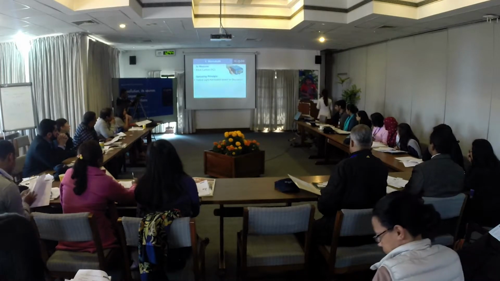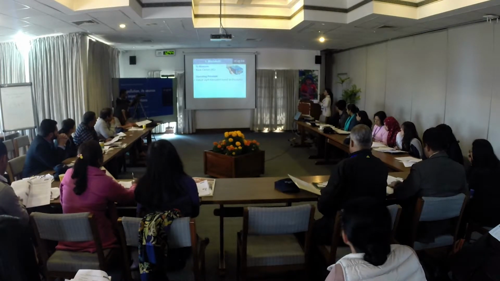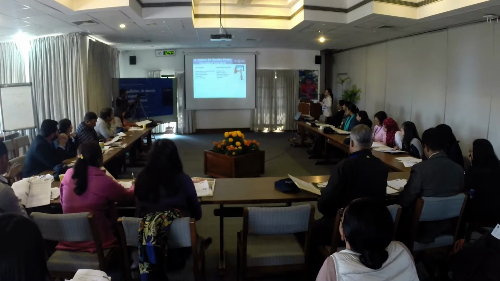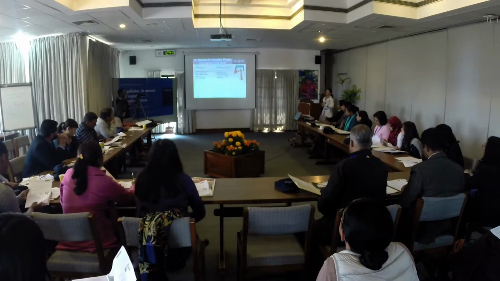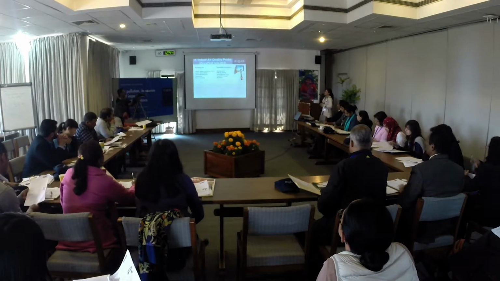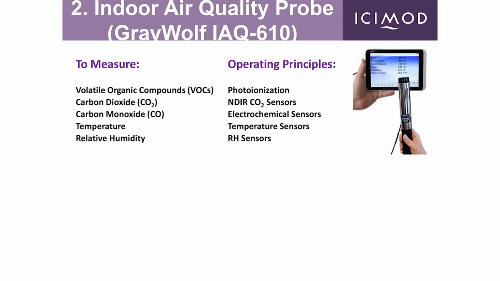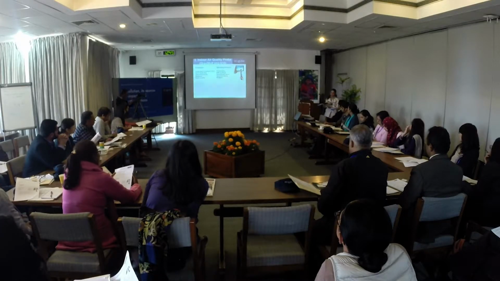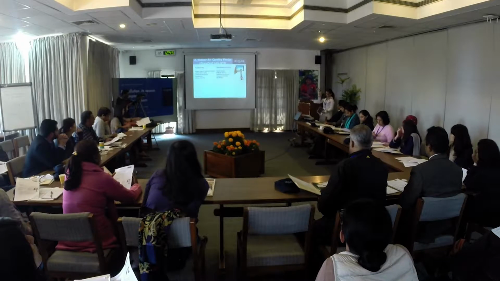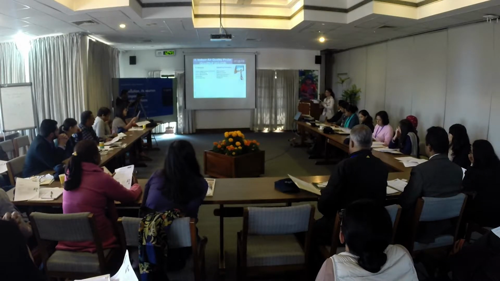The second instrument I'll be talking about is the Indoor Air Quality Probe. This is basically for three major chemical components: volatile organic compounds, carbon dioxide and carbon monoxide. And additionally, it measures two physical parameters: temperature and relative humidity. This is the IAQ probe. It is attached to a tablet, basically.